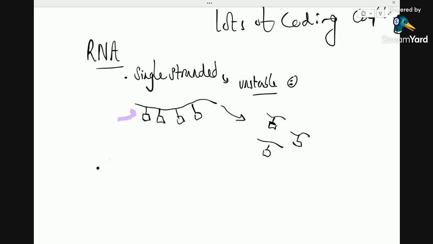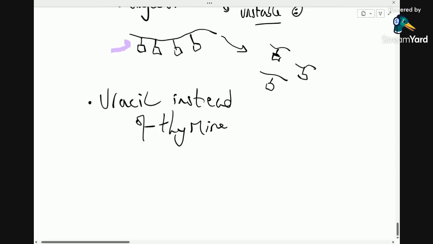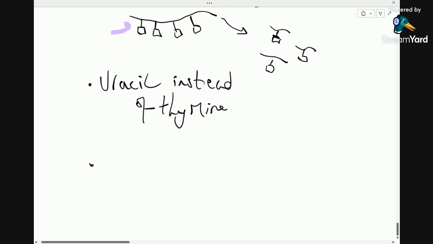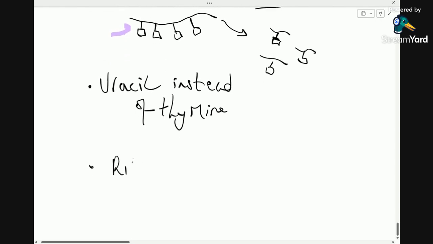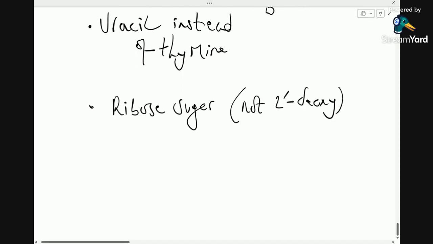The other thing, of course, is that we have uracil instead of thymine, which we'll get to. That also makes DNA a lot more stable. We'll get to why that is later on. The sugar is ribose, not 2'-deoxy. In DNA we use the 2'-deoxyribose sugar. In RNA it's just ribose.